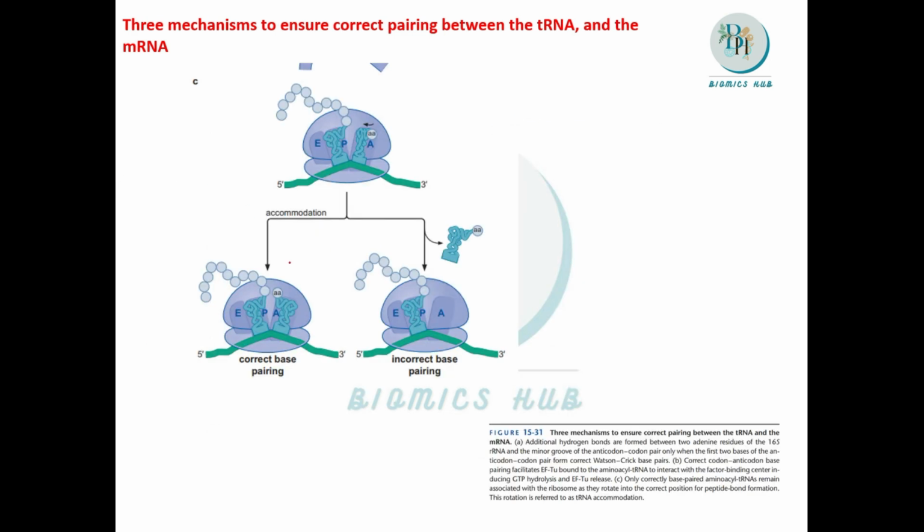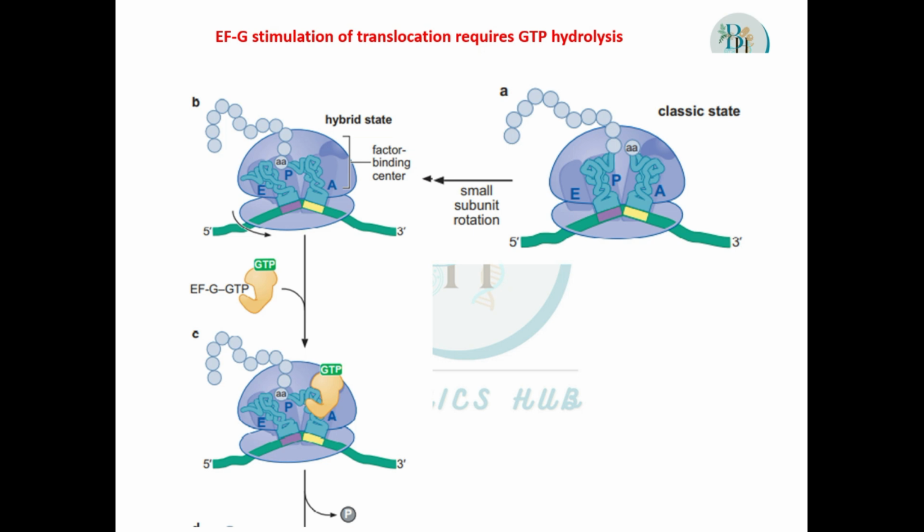Okay. Now the third one. If there is correct pairing, this tRNA will be attached to the A site, and if it is the incorrect base pairing, the tRNA cannot bind to the A site and the tRNA will be removed. This was all about how the correct tRNA should be paired with this A site.